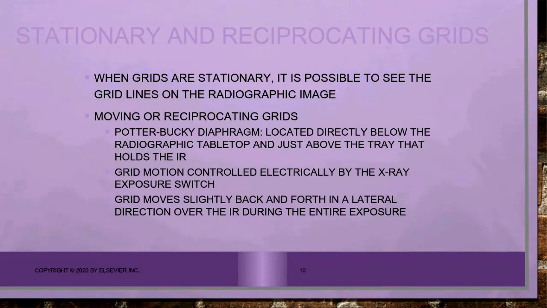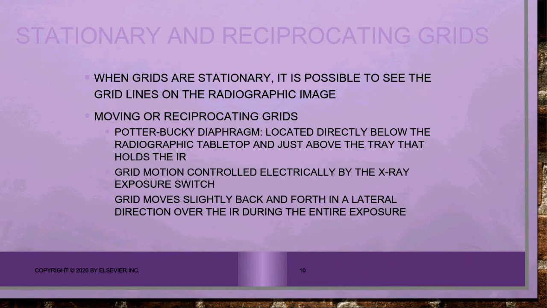So the Potter-Bucky diaphragm is typically located below the radiographic tabletop and above the tray that holds the image receptor, because remember, it's beyond the patient, but in front of or above the image receptor. So what happens is you have grid motion that's controlled by the X-ray exposure switch, so that when you start to make the exposure, that starts to move the grid and blurs out the grid lines, and it moves back and forth in a lateral direction over the image receptor during the entire exposure.